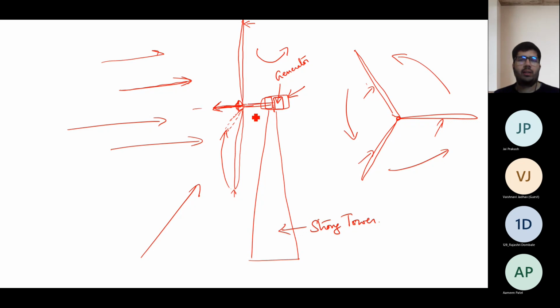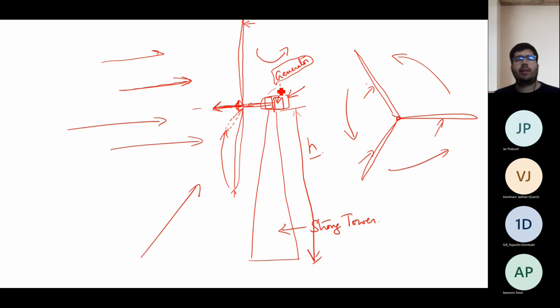So the blade is rotating, and this shaft is rotating. There is a generator at the end. The shaft is rotating the generator's main shaft, and from there we can generate power. We can convert the mechanical power into electrical power from this generator. And this is at quite a large height h.